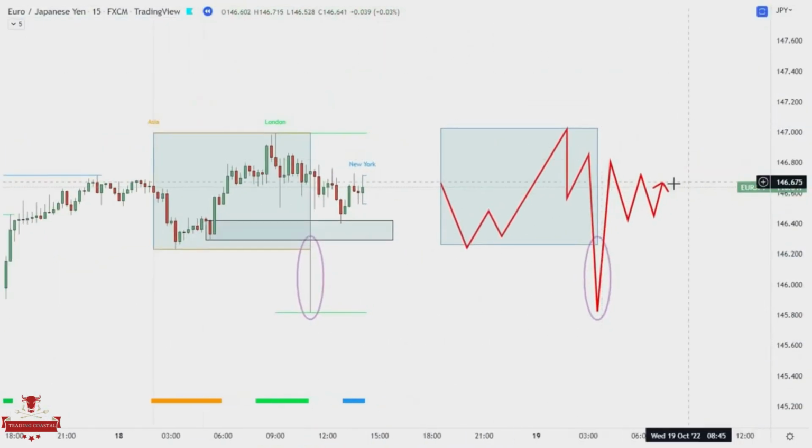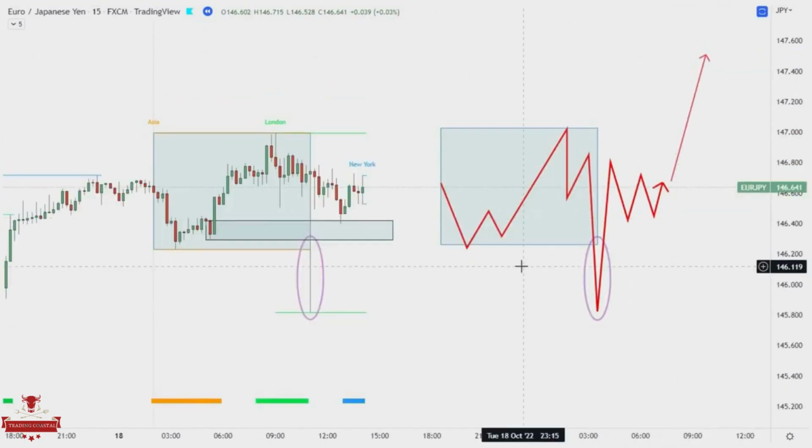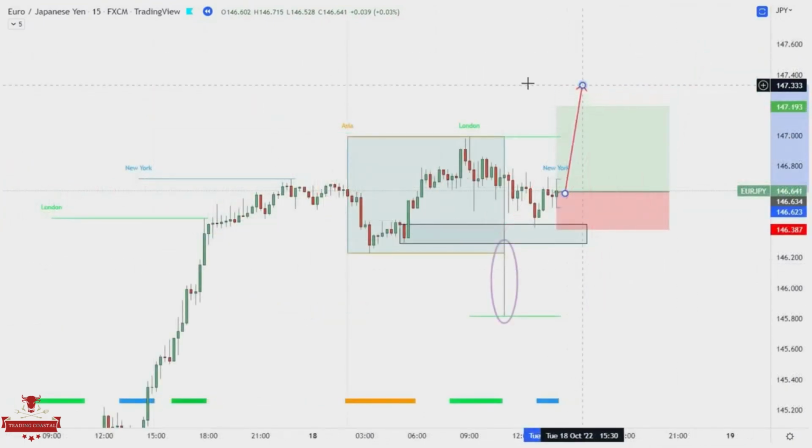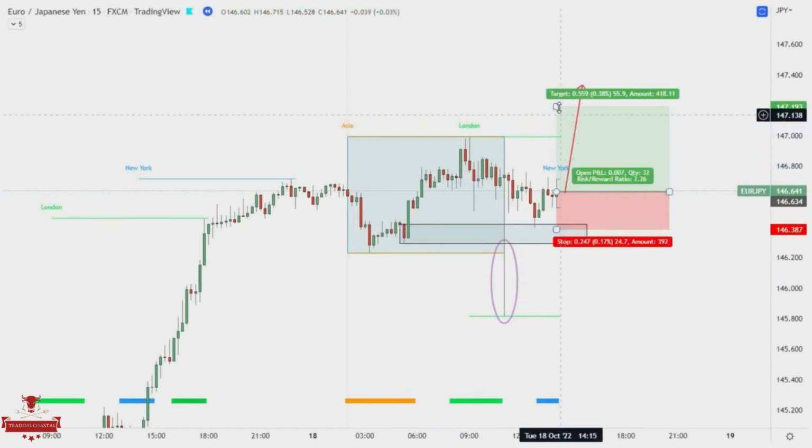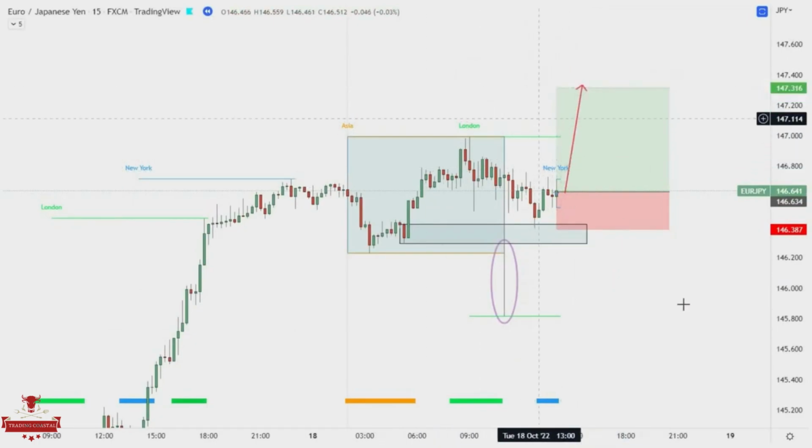This is a bullish pattern. After a fake out we expect a continuation above the Asia range. In this moment we had the New York session open, and we expect more volume in the market. This is why we entered a buy trade targeting the London high and above.